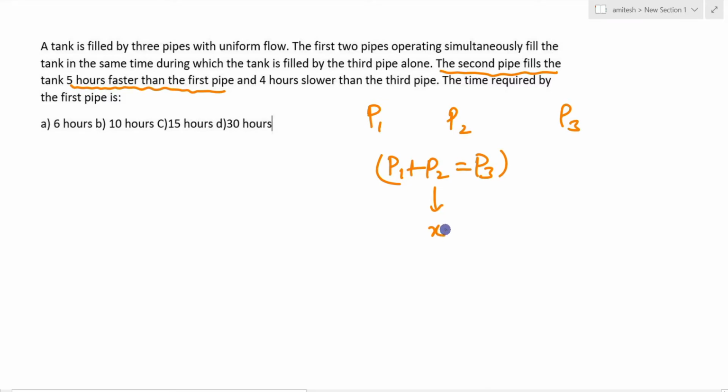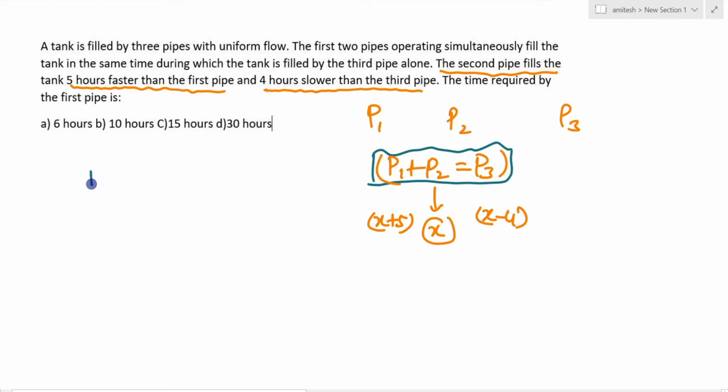Don't worry, I'll not use the quadratic equation and I'll solve the question in an efficient way. So by virtue of that, the time taken by pipe P1 will be x plus 5 hours. Now it is saying that P2 is 4 hours slower than the third pipe. So what will be the time taken by P3? x minus 4. Now you can use this statement, right? So what will you write? You will write 1 by x plus 5 plus 1 by x is equal to 1 by x minus 4.